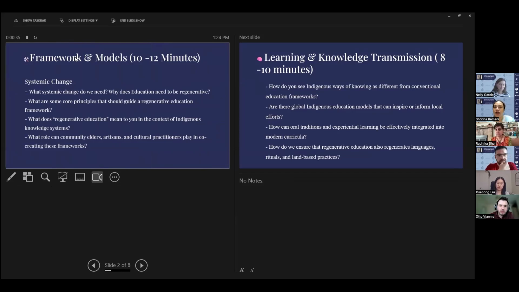So, on one hand, why does education need to be regenerative? What are core principles? And second is, if we are talking of regenerative education, what does it mean in the context of indigenous knowledge systems? And what role can community elders, artisans, cultural practitioners play in co-creating these frameworks?